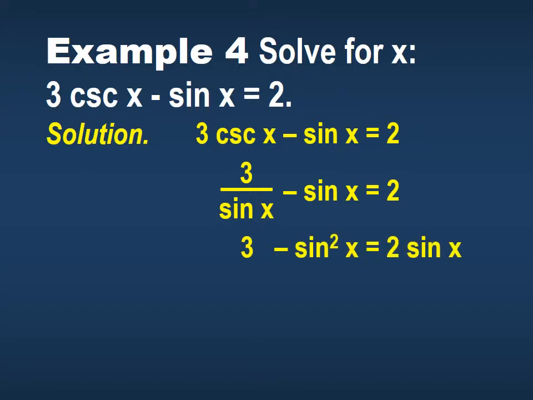So I get 3, because sine x over sine x is 1, so 3 minus sine x squared equals 2 sine x. So I'm going to go ahead and subtract 2 sine x from both sides. And I'm going to rearrange this so that it's in order. And I'm also going to multiply everything by negative 1 so that I no longer have a negative in front of sine x squared. And when I do that, I have sine x squared plus 2 sine x minus 3.